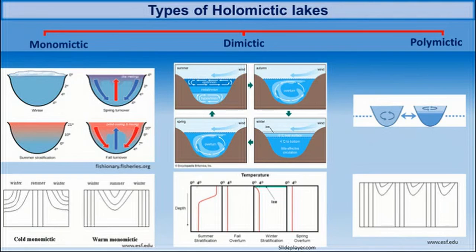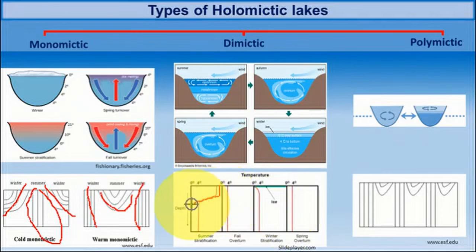So here you can see the cold monomictic lake, where the winter has very little stratification and summer has good mixing. Similarly, in the case of a warm monomictic lake, the winter has good mixing and summer has very light stratification. These situations can be explained in this graph.